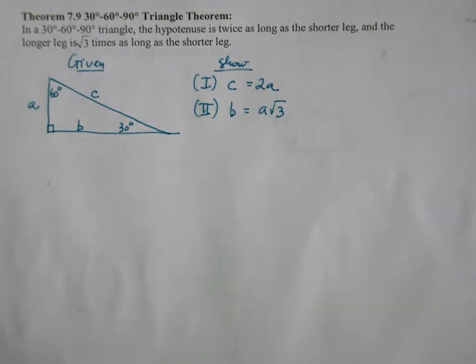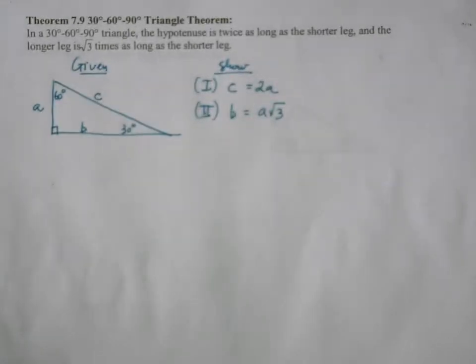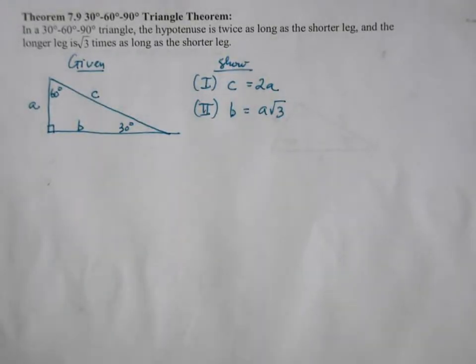Hello geometry students, and welcome to the proof of the 30-60-90 triangle theorem. This is a special case of the Pythagorean theorem with a triangle that has some special characteristics.